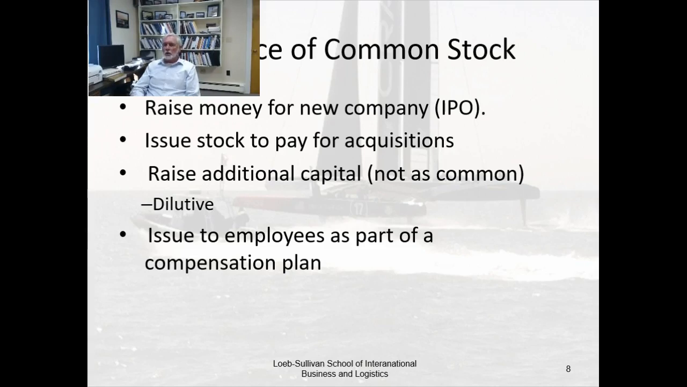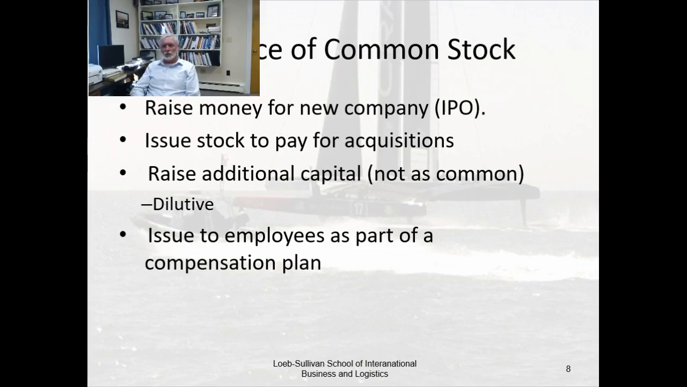We become the owner of the company we're trying to buy. Sometimes we issue new common stock to raise additional capital. That's not as common as the first two, because it is diluted. If I sell more stock, that means my current shareholders end up with less ownership interest in the company. So I get cash coming into the company, but I also dilute the ownership interests of my current stockholders.